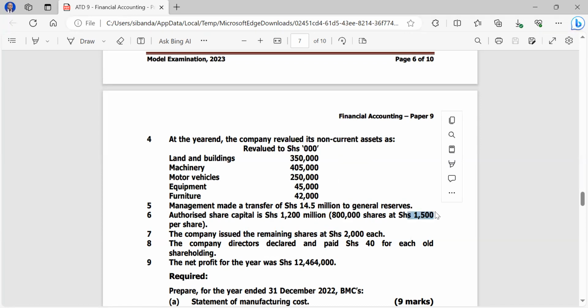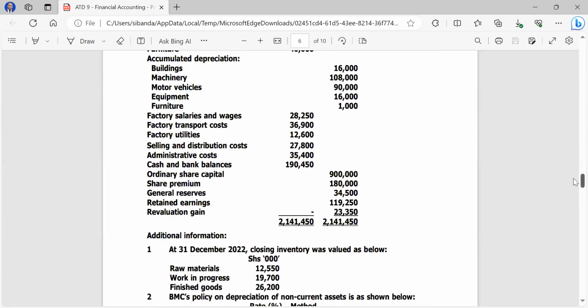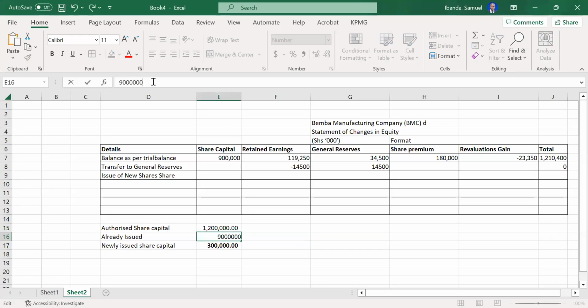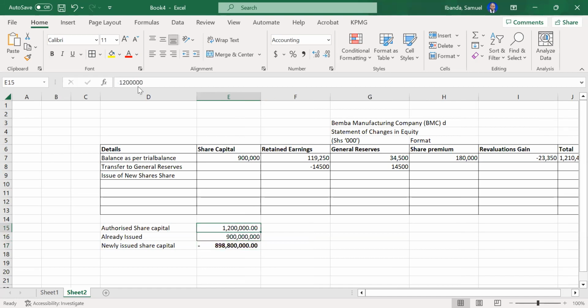But remember, these shares are at 1,500. So when you come here, they're telling you that this is 900 million. Since we have the thousands up, I just want to do a simple calculation there so that you can understand. Maybe since I'm doing from here, let me even include the 3 zeros. So this is 900 million. And then this was 1.2 million, 1,200 million. Let me just add 3 zeros as well. So this is what we have in terms of share capital.